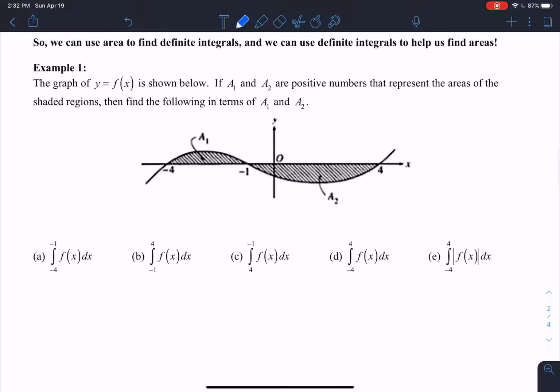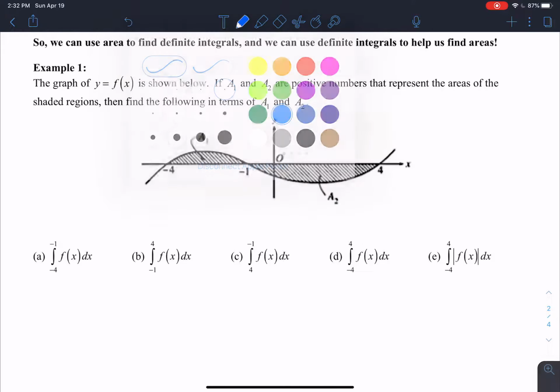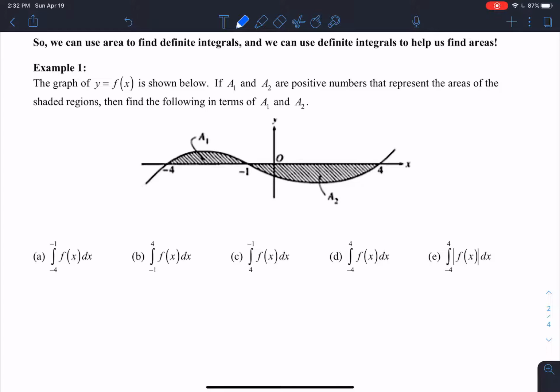So it says that we have a graph from -4 to 4, and A1 and A2 are positive numbers that represent the areas of the shaded regions. Find the following. For this first one, I'm going from -4 to -1. A1 is above the x-axis, so my answer is just A1. Now, if I go from -1 to 4, that is below the x-axis, so the definite integral there is A sub 2.